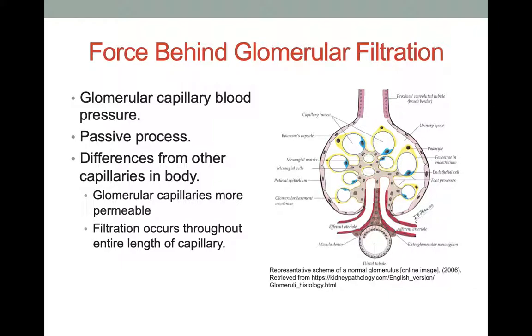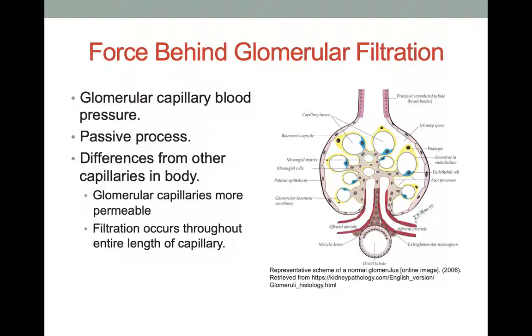So it's similar forces to all the other capillary beds throughout the body, but basically there's a couple differences that occur here. First difference is that glomerular capillaries are more permeable than capillaries elsewhere. Because they're more permeable, they're able to filter more fluid at a particular filtration pressure.